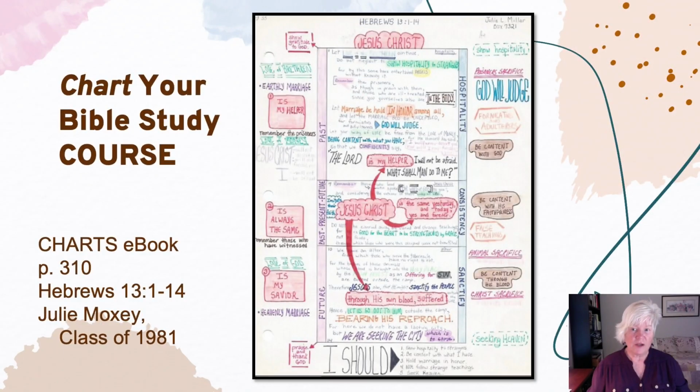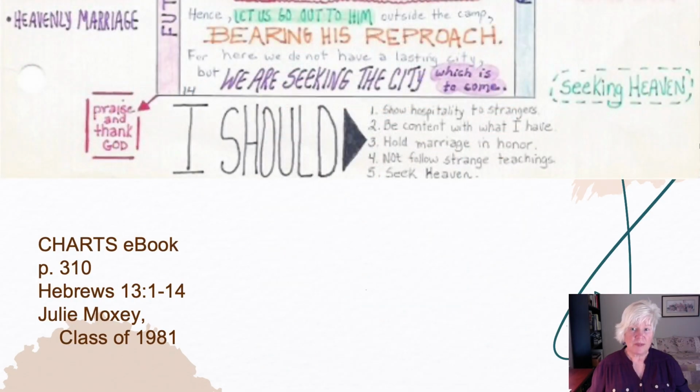And for our final one, let's look at this chart on page 310, a study of Hebrews 13:1-14 by Julie Moxie in the class of 1981. Julie's applications read as follows. I should show hospitality to strangers. I should be content with what I have. Hold marriage in honor. Not follow strange teachings. Seek heaven.